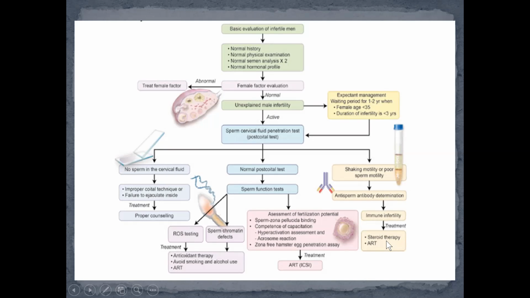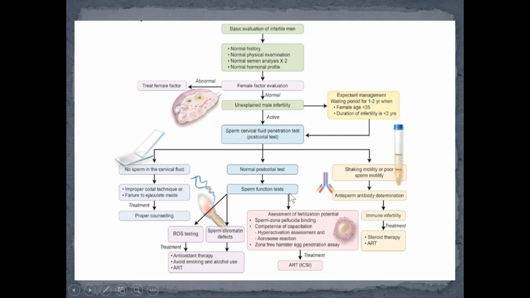and after that, treatment by steroid therapy, or if it doesn't help, we transfer this patient to the reproductive center for Artificial Reproductive Technologies Administration.